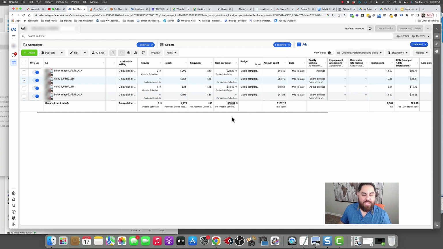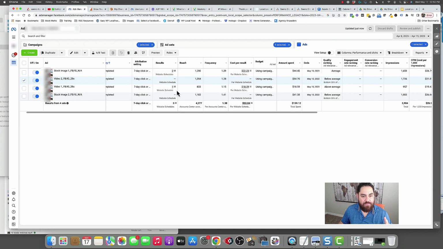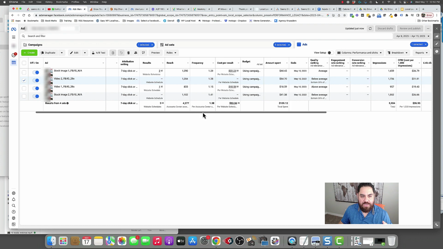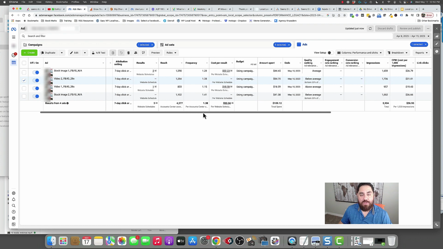So the very first week these ads were live, only 2 ads delivered results. Ad number 1 delivered 2 results at $22 per lead, and ad number 3, 1 result at $18 per lead. Now, if you look at this bottom number, we've got 3 leads here, and the total cost per lead is $53. Somebody would say this is astronomical, it's not good, and they panic. Now, if you look at ad number 2, $54 and 0 leads, 0 results.